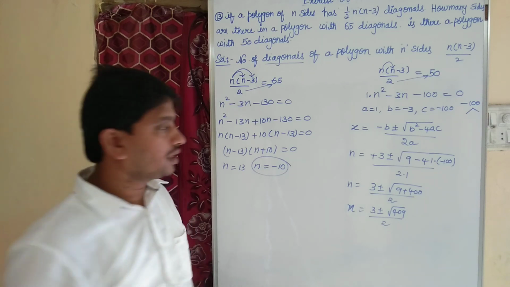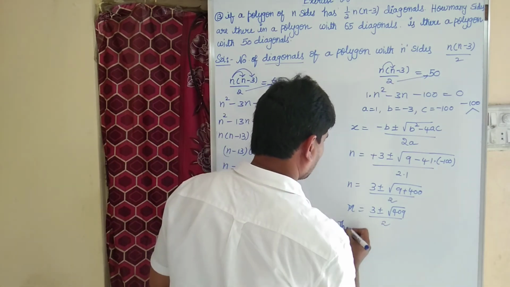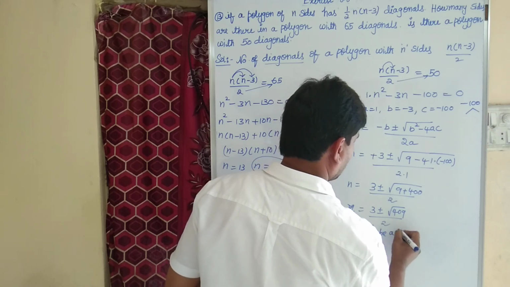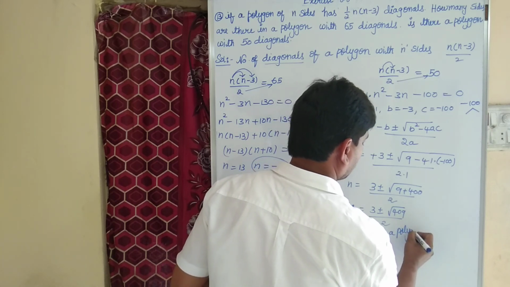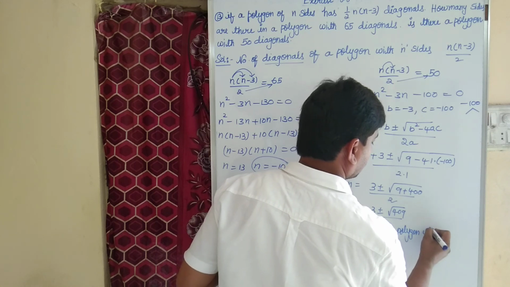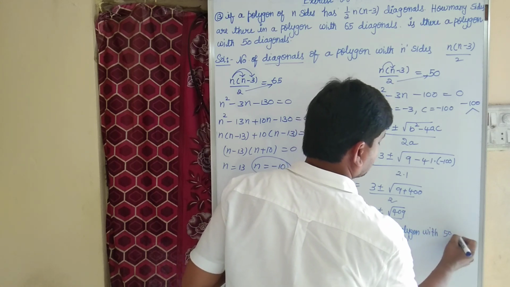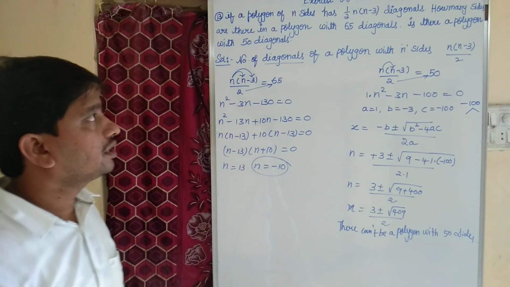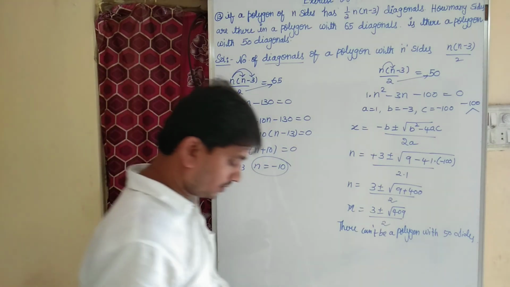There cannot be a polygon with 50 diagonals. It is not possible. We don't have such a polygon, children. Okay? This is about our exercise 5.3.